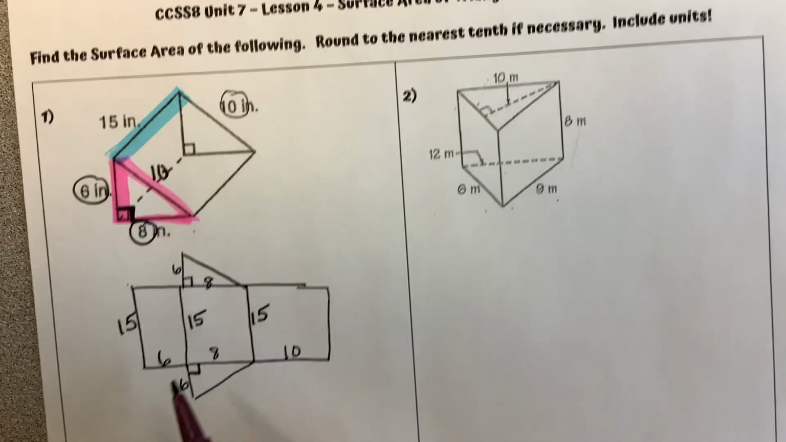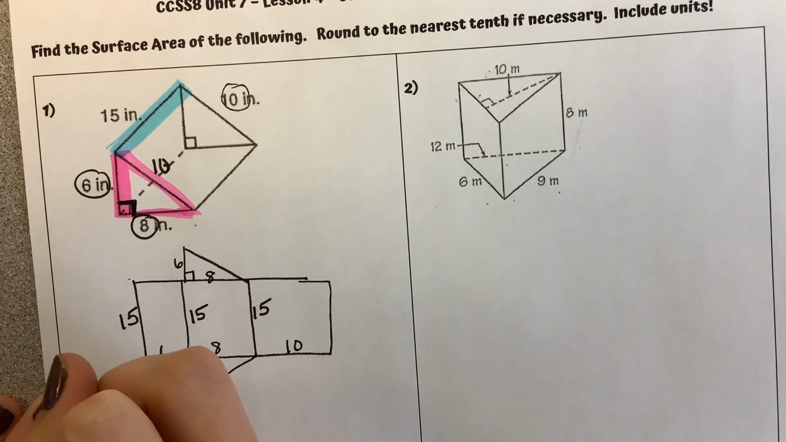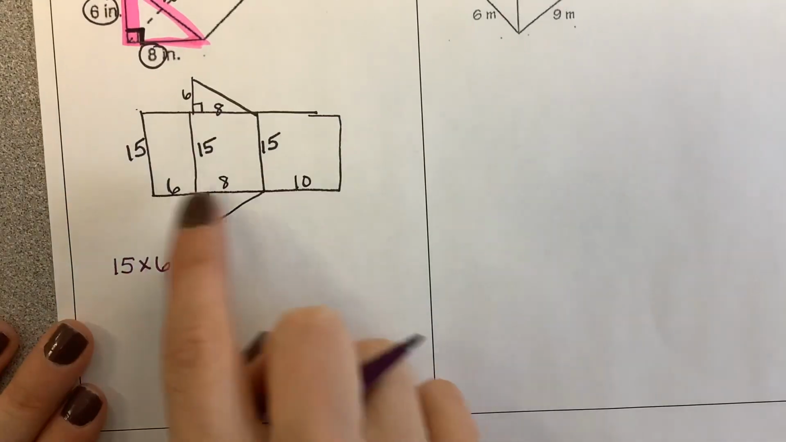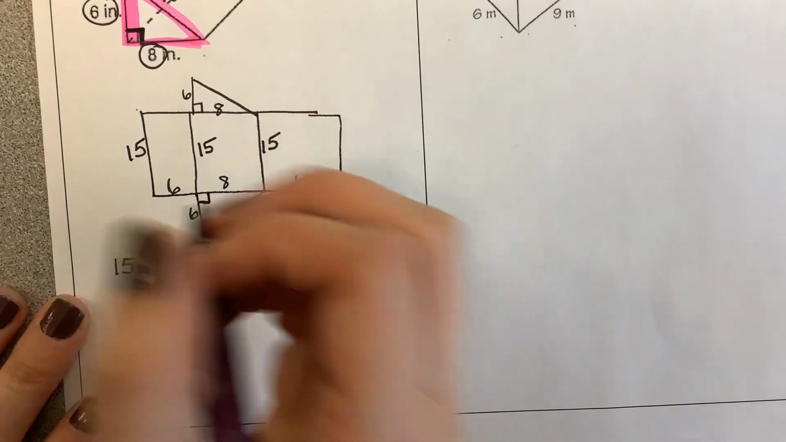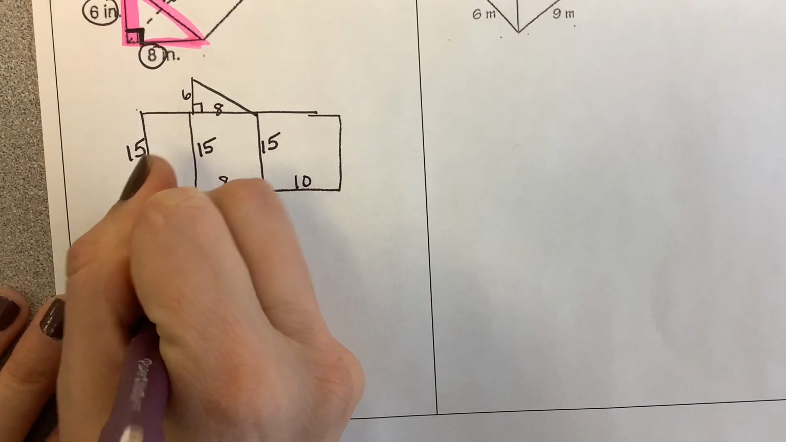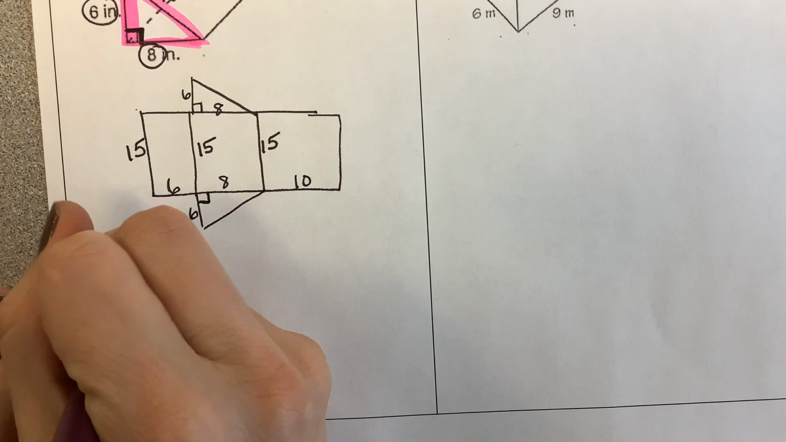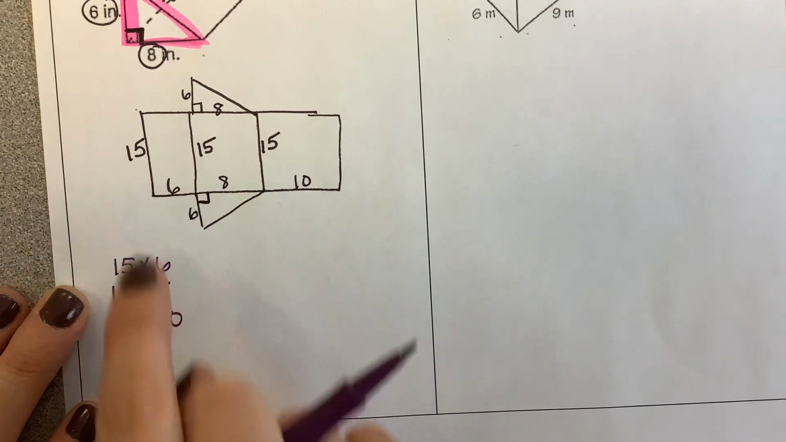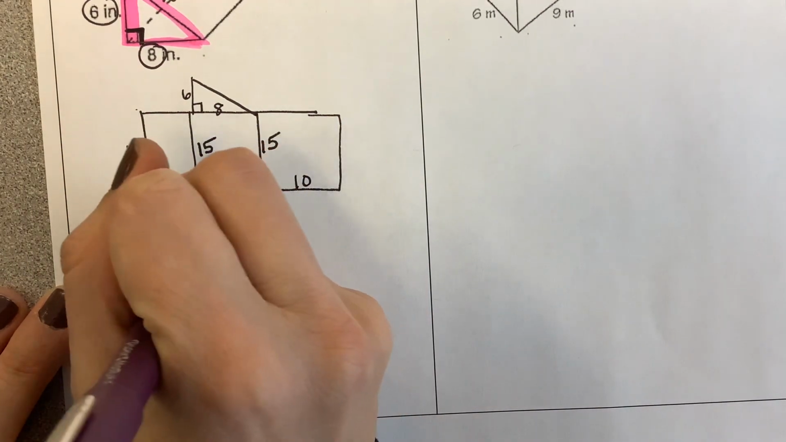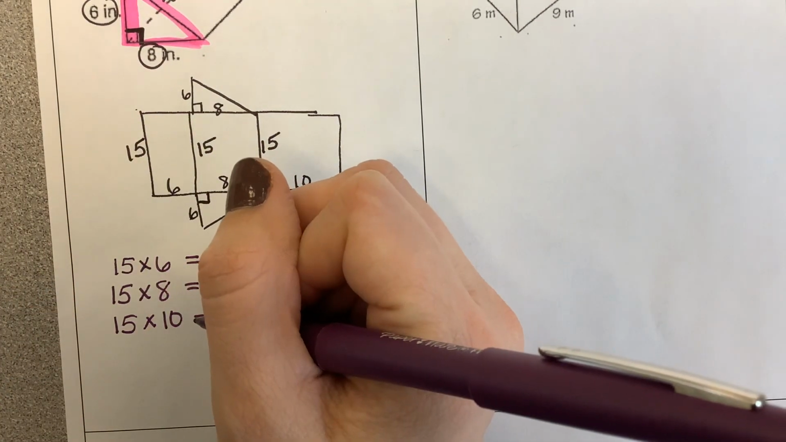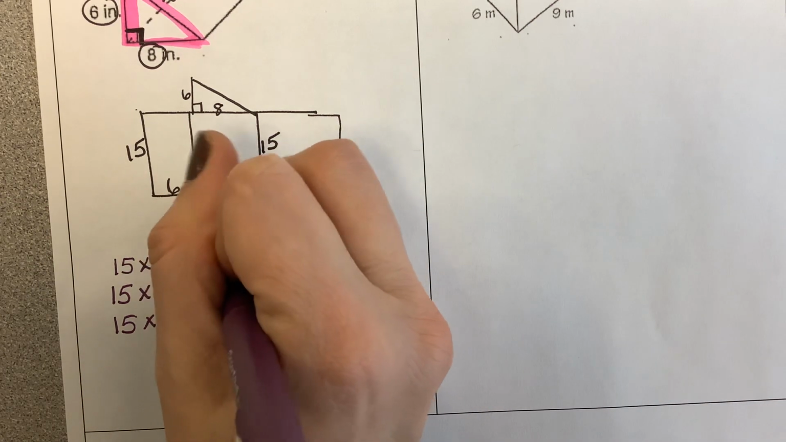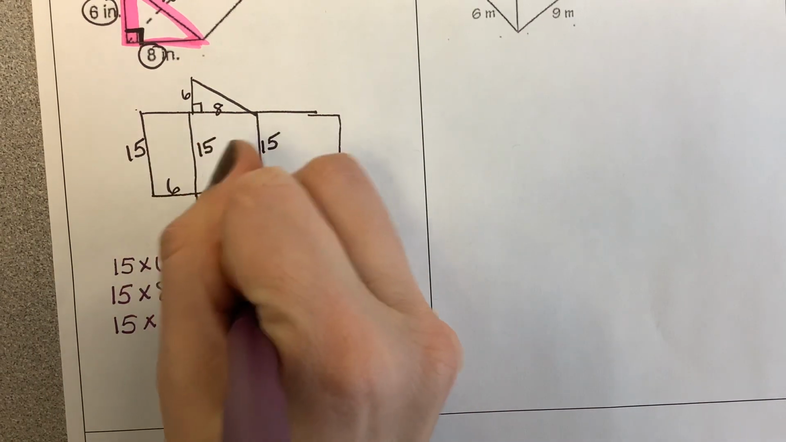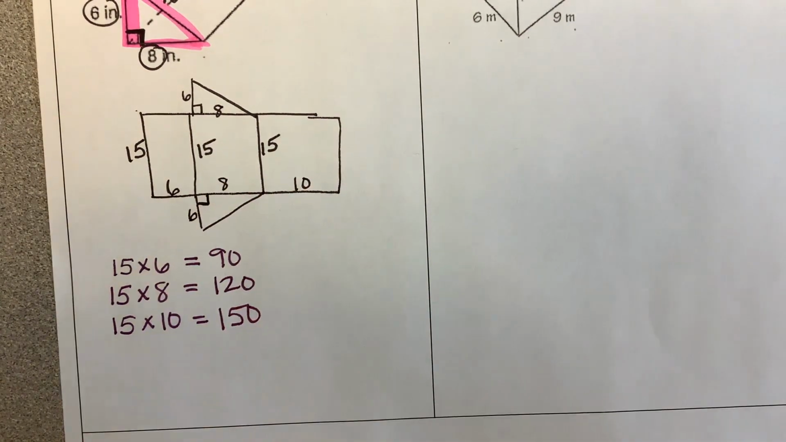For our lateral sides, this rectangle is 15 times 6. This rectangle is 15 times 6. This rectangle is 15 times 8. And this rectangle is 15 times 10. So it's the three side lengths of the triangle times that same height. And I can calculate that. 15 times 6 is 90. 15 times 8 is 120. 15 times 10 is 150.